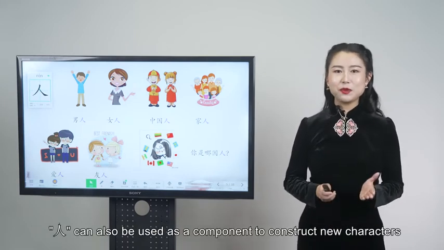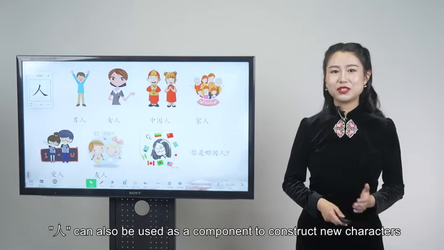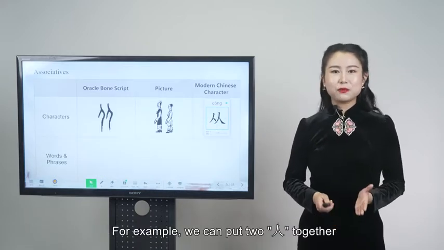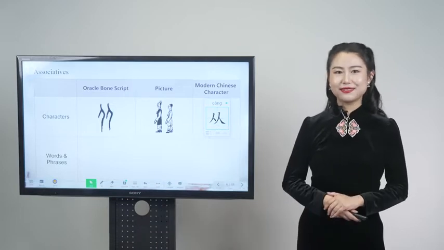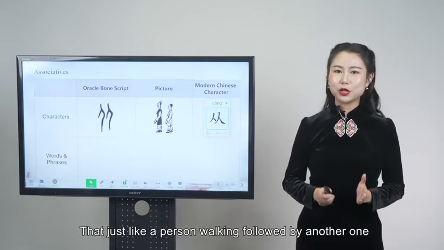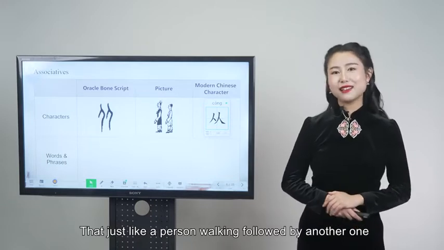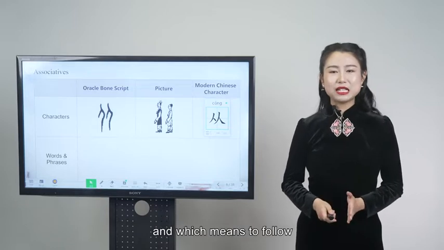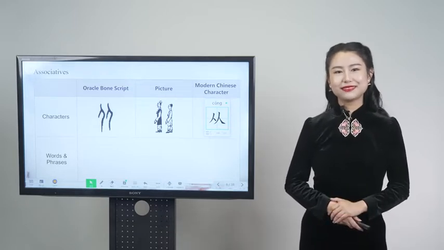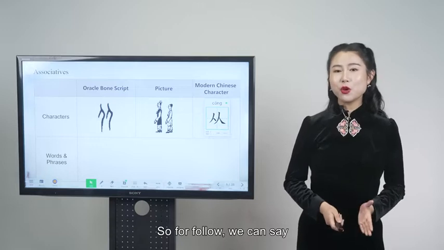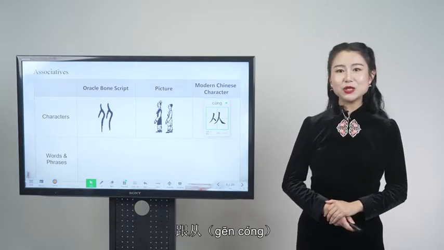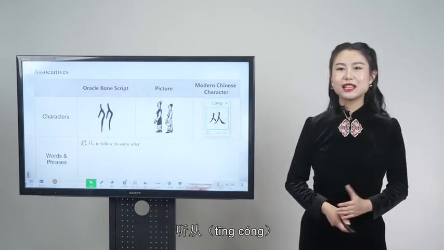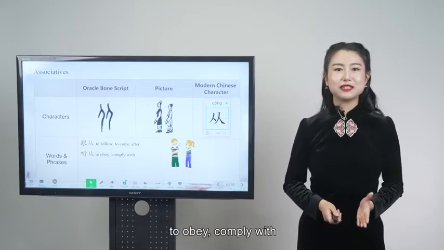人 can also be used as a component to construct new characters. For example, we can put two 人 together. That's just like a person walking followed by another one. This is 从, which means to follow. So for follow, we can say 跟从, to come after, to follow. 听从, to obey, comply with.